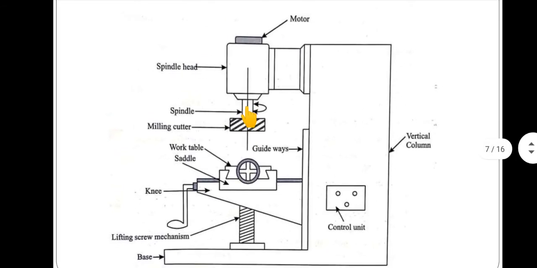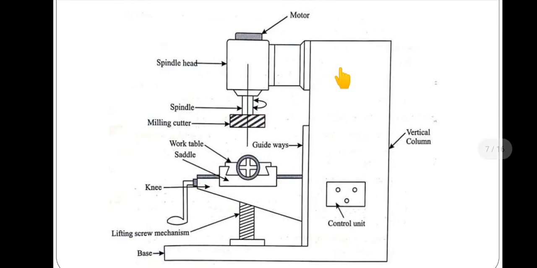Okay, so it is also the same. You can see here there is a base, a column, a knee, a saddle and a work table, and this is the guideway. Here it is the spindle, and this is the milling cutter, this is the spindle head. The spindle head is nothing but the motor. The base is made of a rigid material and has a hollow portion again. Here we have the controls for controlling the speed and switching the motor on and off.